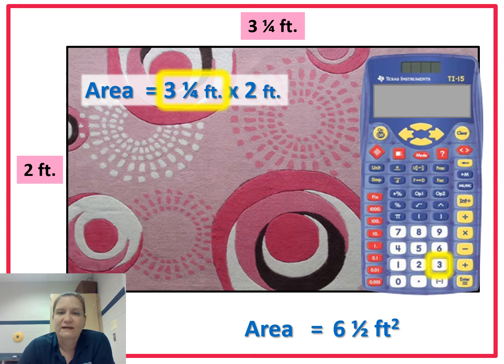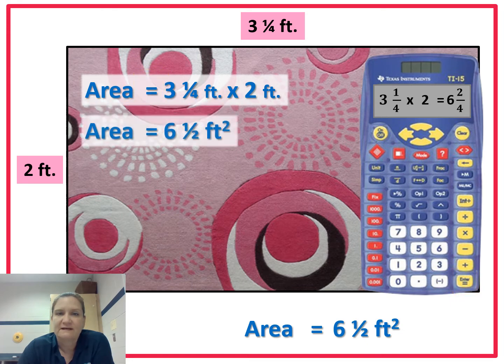And we have 3 unit, 1 numerator, 4 times 2 equals, and you should get 2 2/4. And then you can hit the simplify button if you want to, or you can just reduce it in your head, and you get 6 1/2 feet squared.